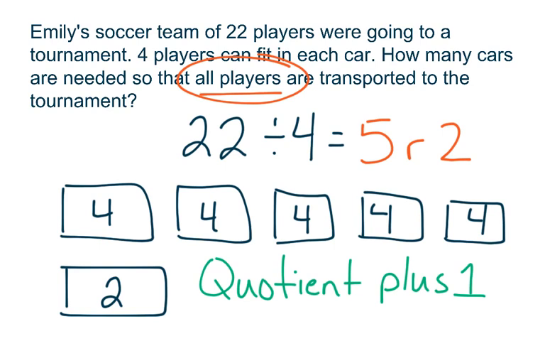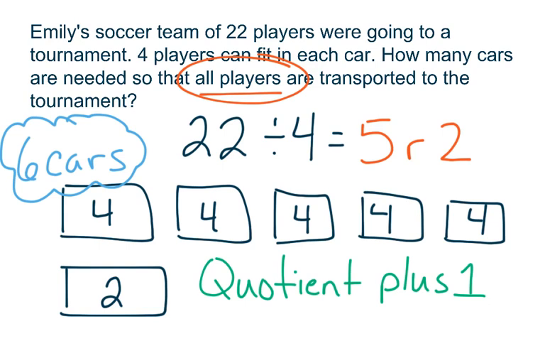And we see with the pictures that we drew that in order for everybody to be able to go to the soccer tournament, we're going to need a total of 6 cars. Now, we got 6 by drawing a picture, but we could have also looked at our answer. And if we identified that this was a quotient plus 1 problem, because we don't want people sitting off on the side, we could take our 5, that's our quotient, and add 1 more.